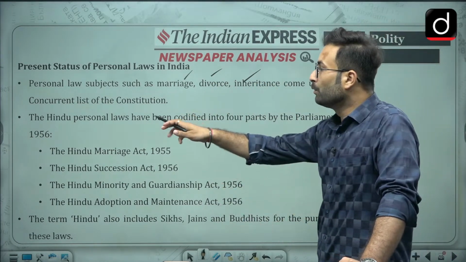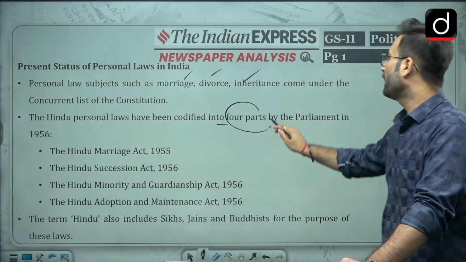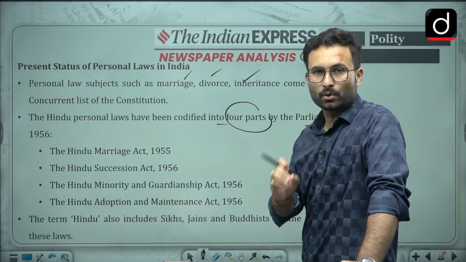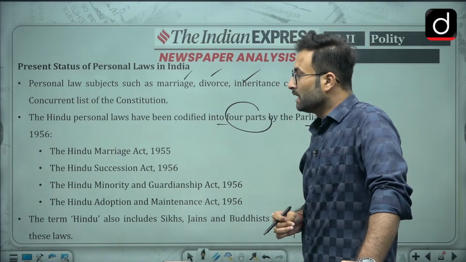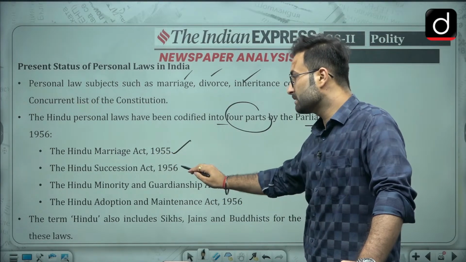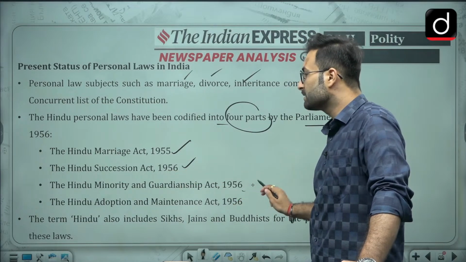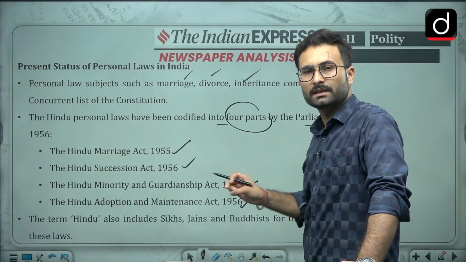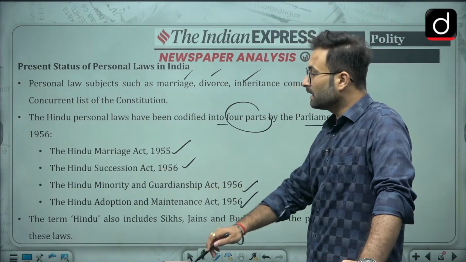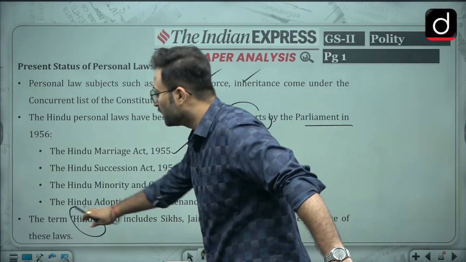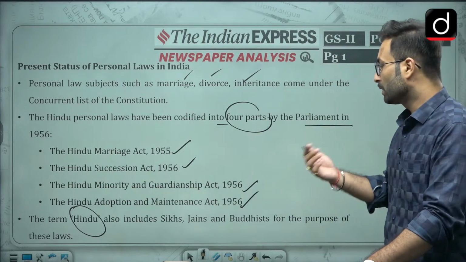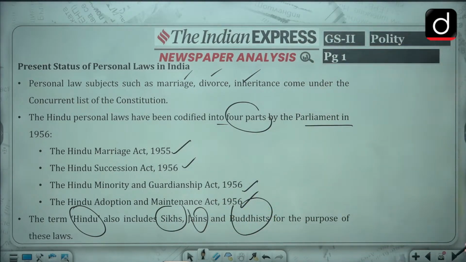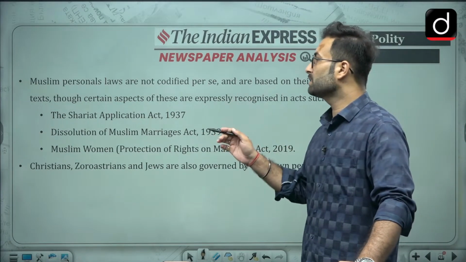Okay. Now the Hindu personal laws have been codified in 4 parts by the Parliament in 1956. So basically the Hindu laws have been codified. Here you can see the Hindu Marriage Act, the Hindu Succession Act, the Hindu Minority and Guardianship Act, and then the Hindu Adoption and Maintenance Act. Okay, so these are the 4 laws for the Hindu personal laws. Moving further, the term Hindu is inclusive of communities like Sikhs, Jains and Buddhists.